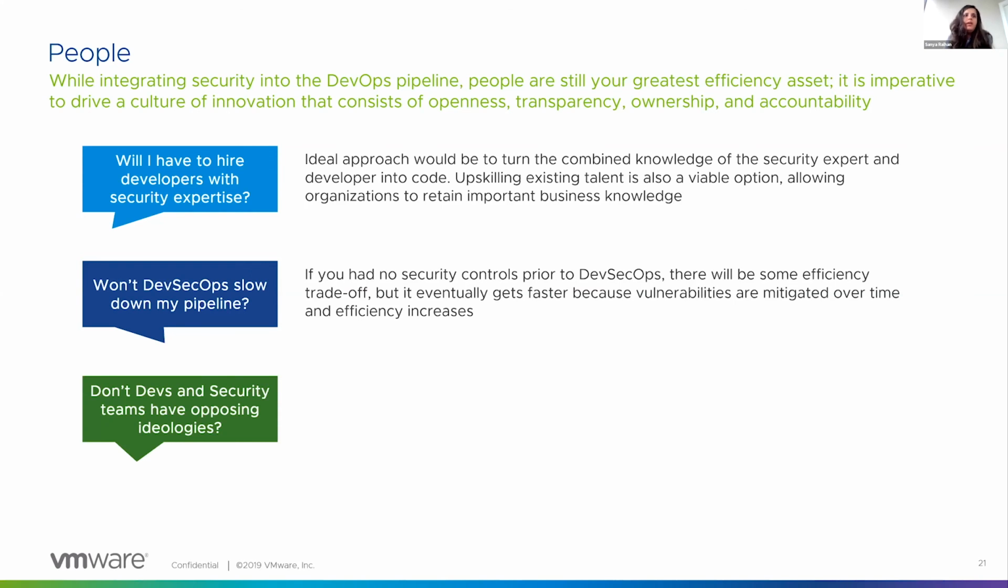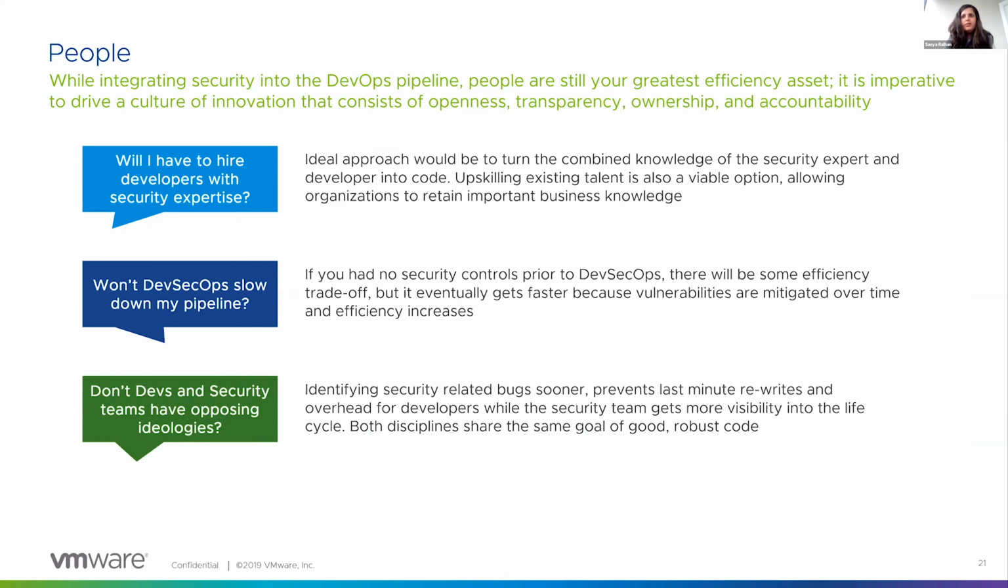Don't devs and security teams have opposing ideologies? While it's true that dev and ops is a more natural collaboration, if you think about it, all three teams share the same end goal of delivering good, robust, secure code. Contrary to the question, it helps development with last-minute rework. If security is already involved, they have more transparency. So I would say it's more like a win-win situation.